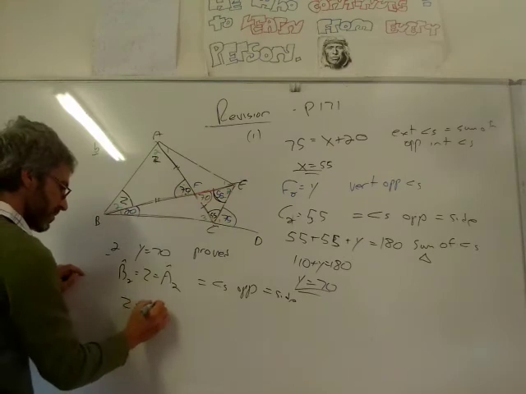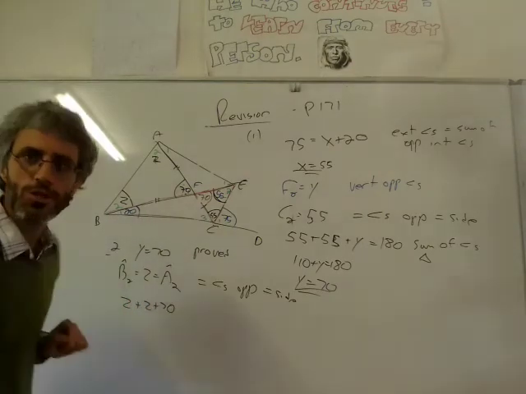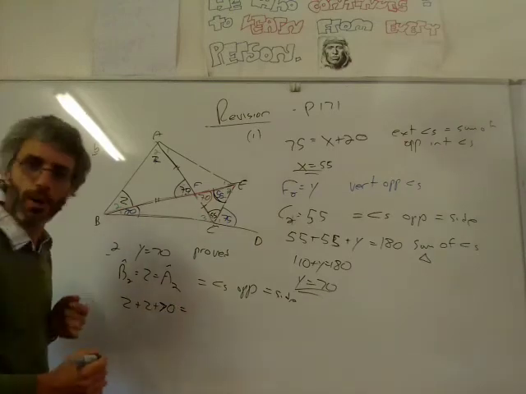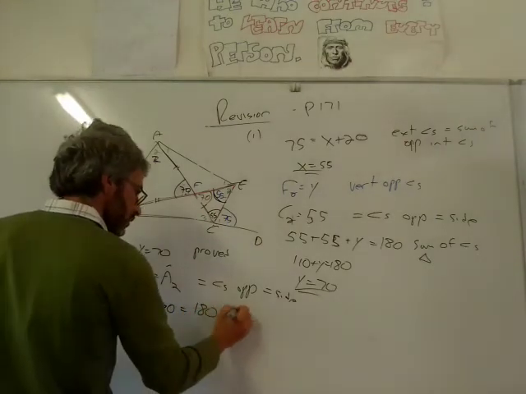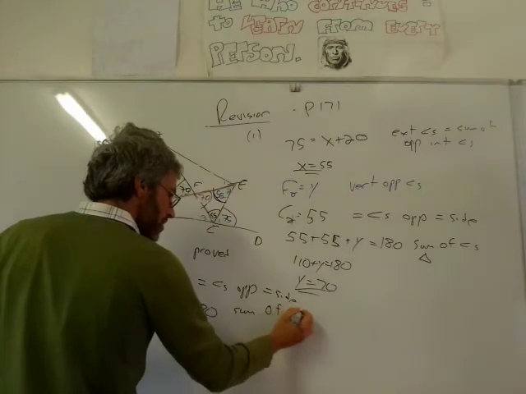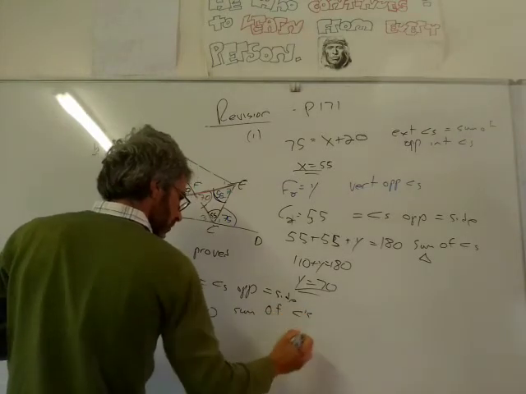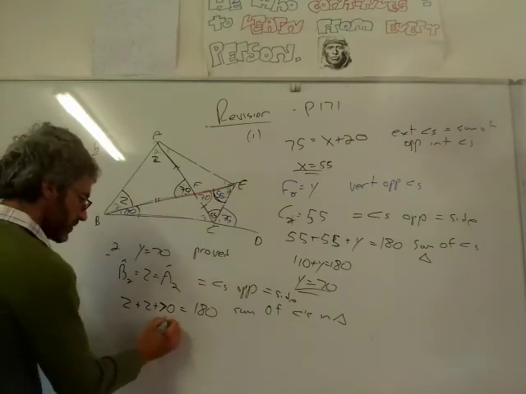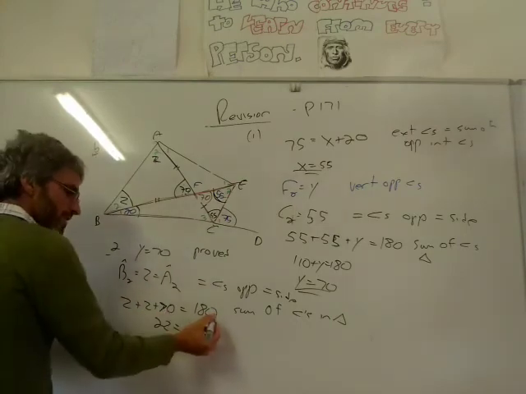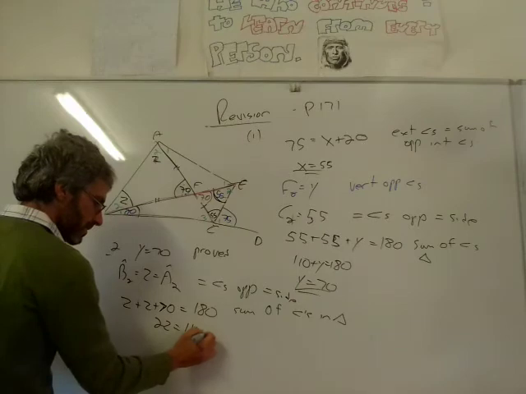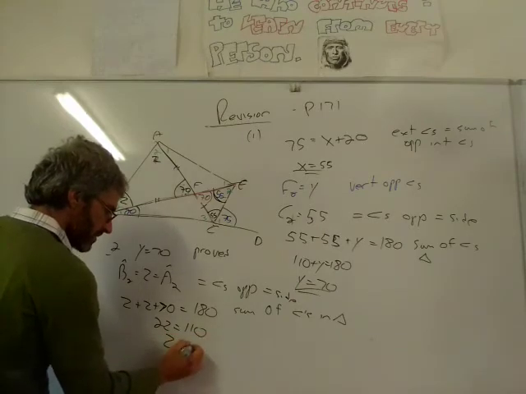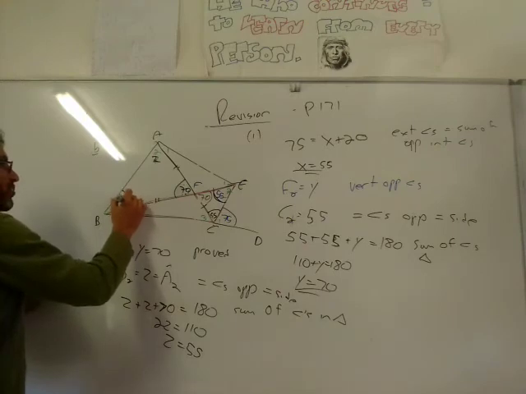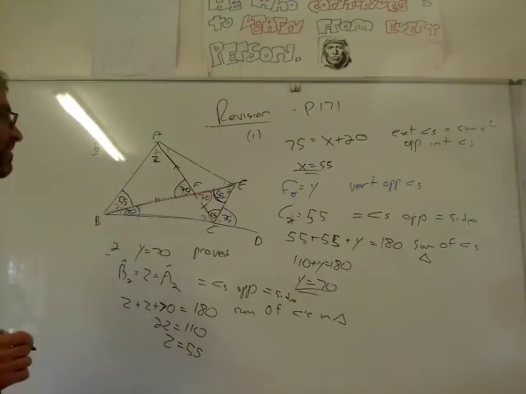So we're going to say Z plus Z plus 70 must be equal to 180. Sum of angles in a triangle. I told you, you're always going to have that at least once in every problem. So 2Z, I'm going to move the 70 to the other side, is 110. So Z is equal to 55. And that's what I wanted to prove, that B2 is 55.